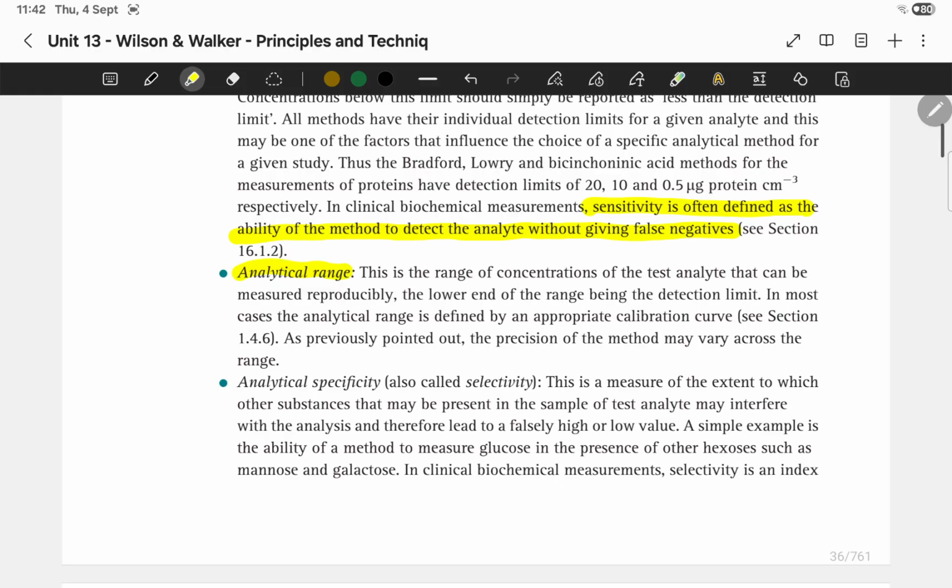Analytical range. This is the range of concentration of the test analyte that can be measured reproducibly. The lower end of the range can be the detection limit. In most cases, the analytical range is defined by an appropriate calibration curve. The precision of the method may vary across the range.